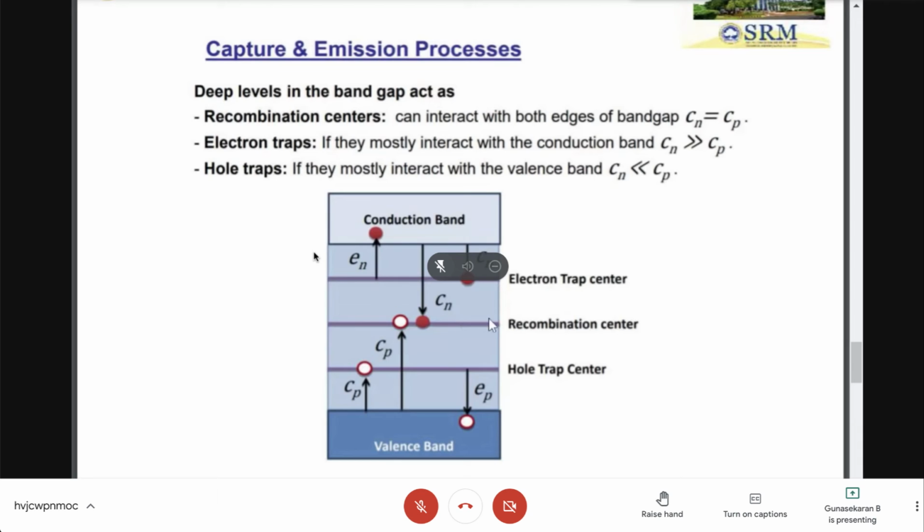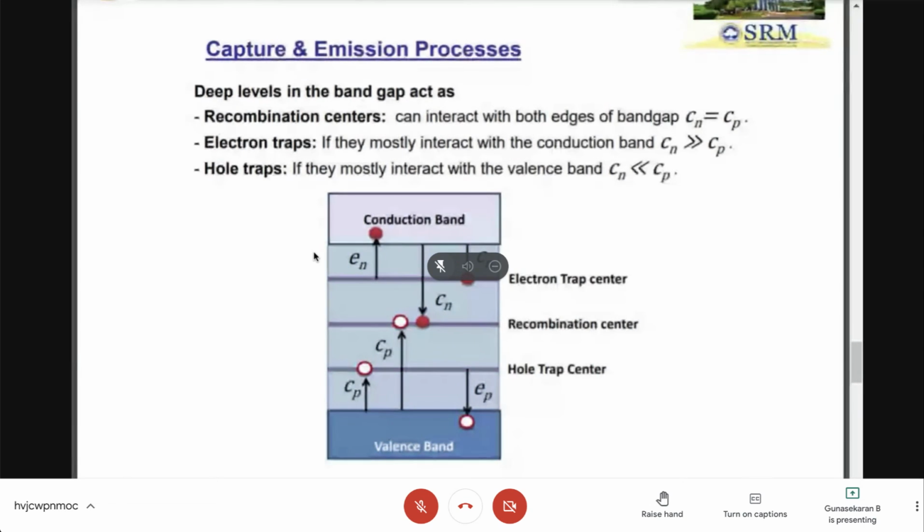Where Cp and Cn are equal, that is recombination. When Cn is greater, electron trapping. When Cp is greater, that is hole trapping. And the corresponding emission rates En and Ep are also there. Just now you saw the formula: En, electron emission, and hole emission like that. So these are the concentrations and the electron and hole emission rates here.